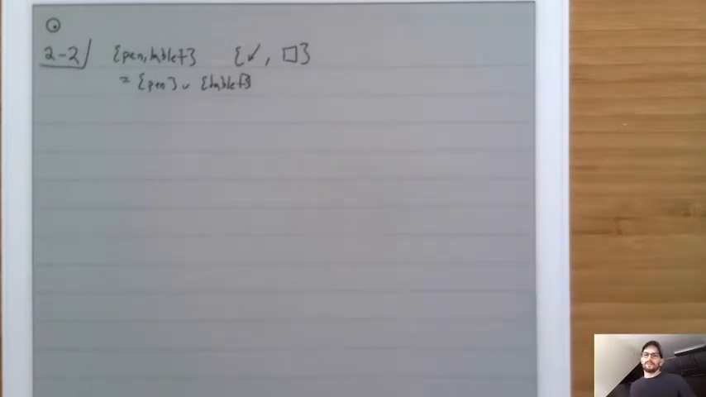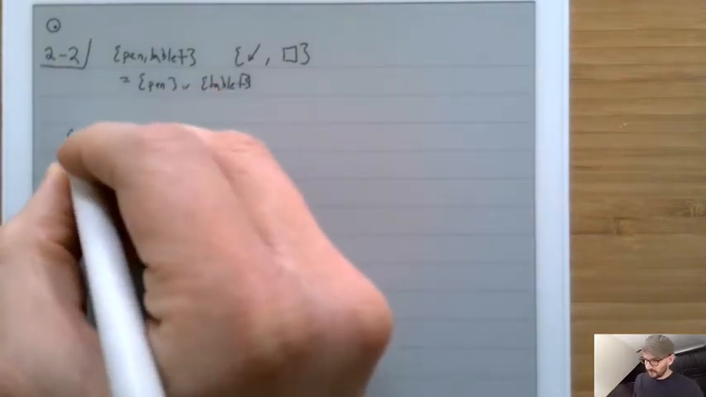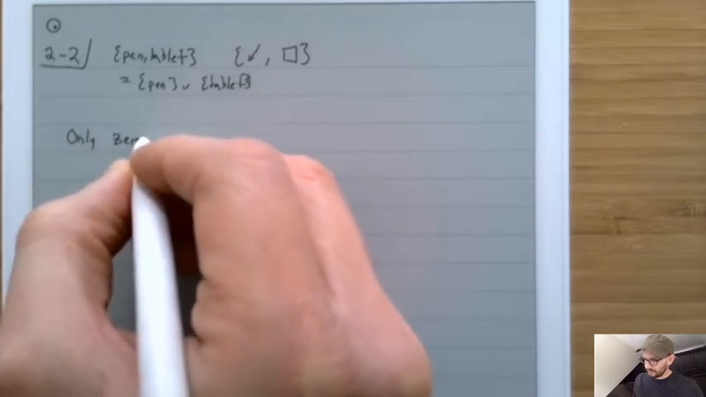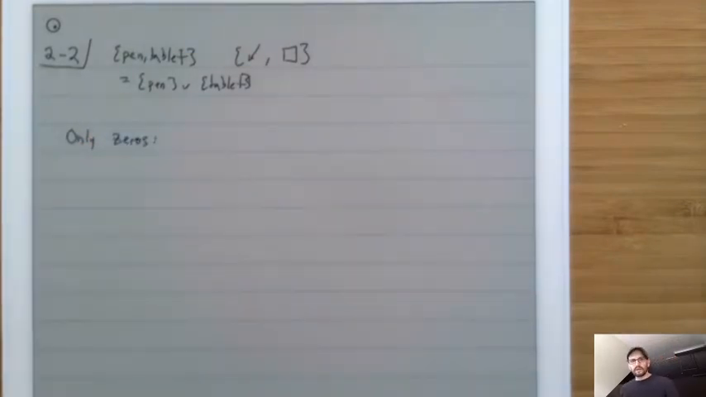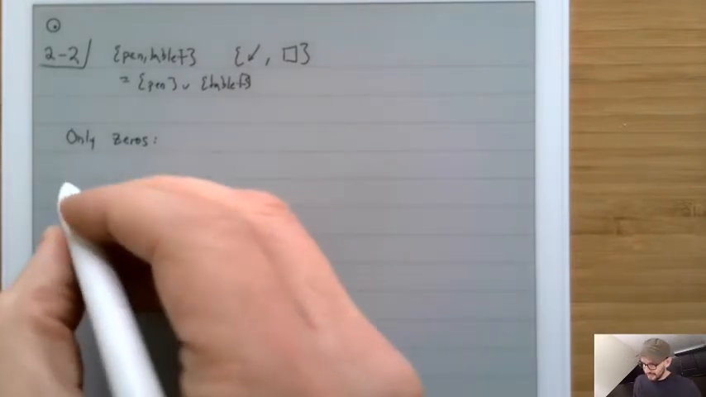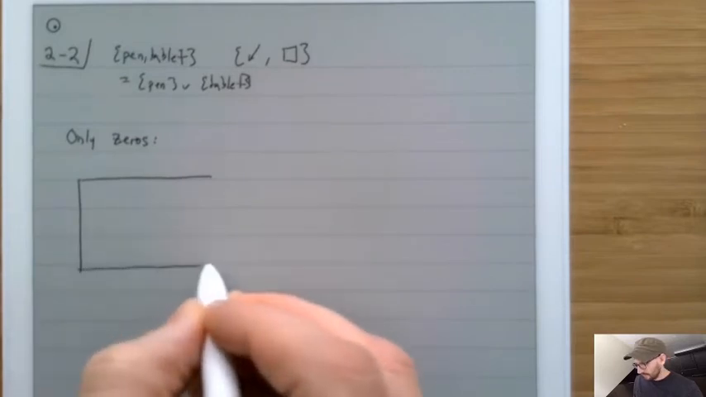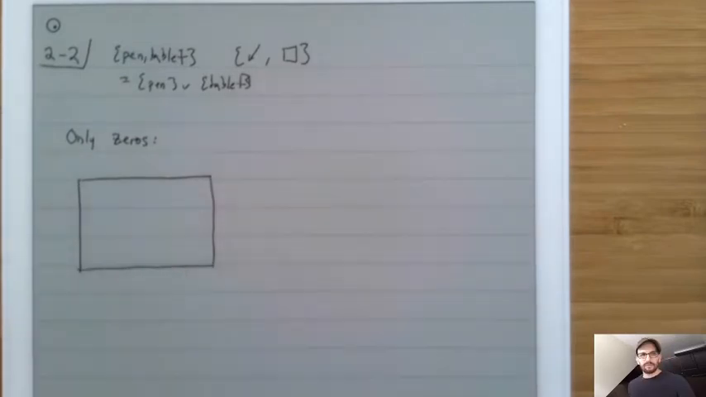So what we're going to do now is write down the set of strings that are made up of only zeros. So we'll call this only zeros. So I'm going to write down this set inside of this box right here. All right?